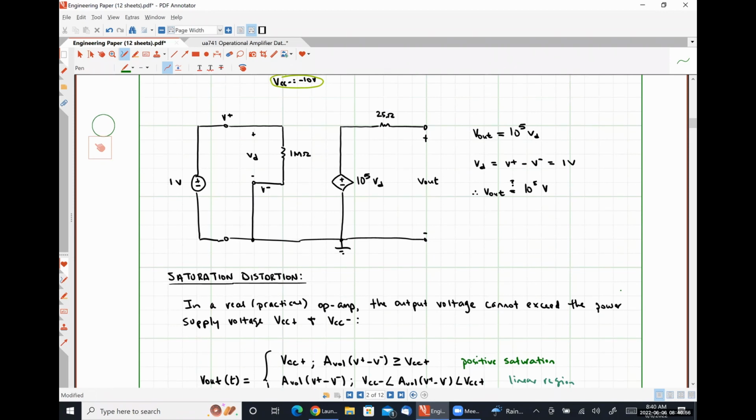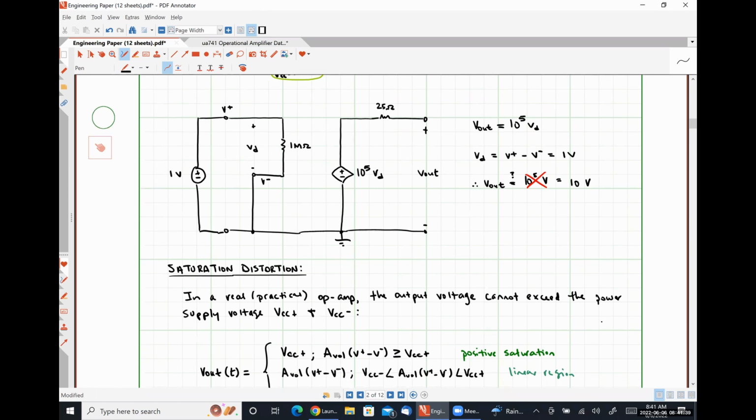Okay. So now that we have an understanding of what saturation distortion is, what is the actual output voltage of our amplifier that we were looking at? Well, since 10 to the 5 volts is much, much greater than VCC plus, our actual output voltage is simply VCC plus or 10 volts. So we are at a point where our amplifier is well into the positive saturation region.